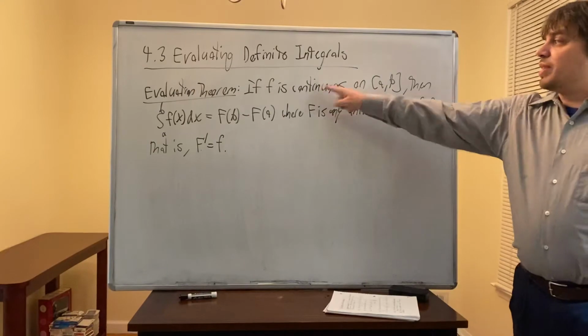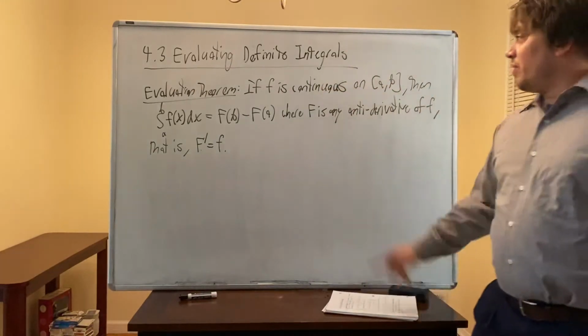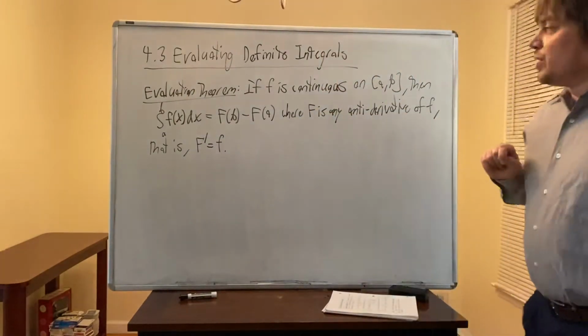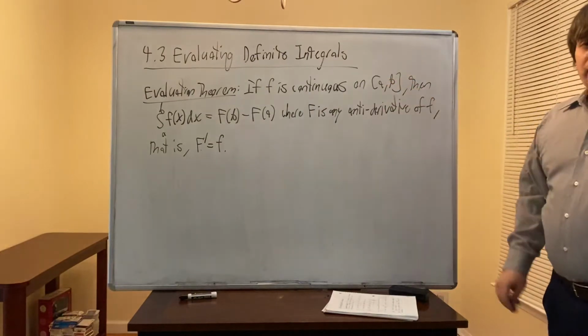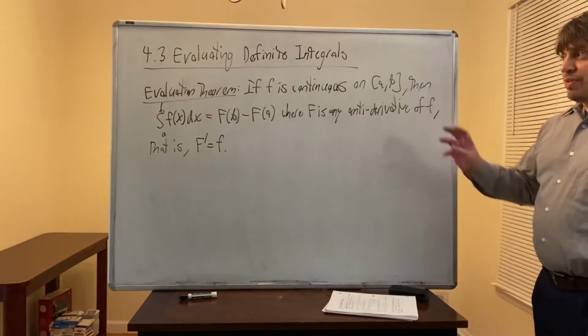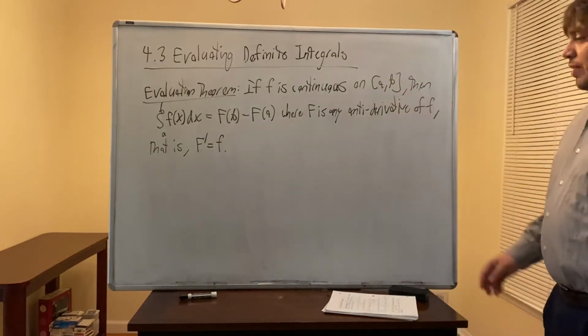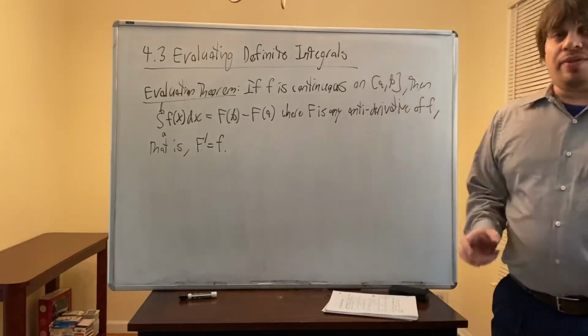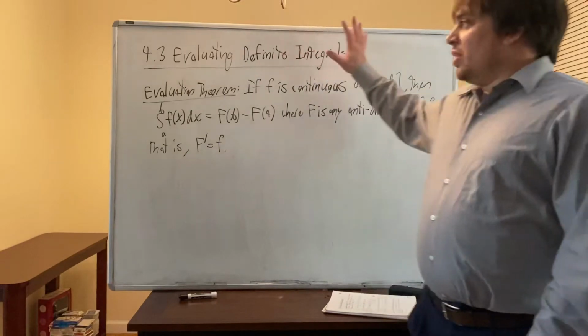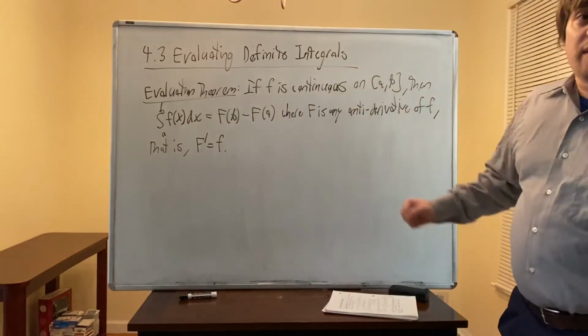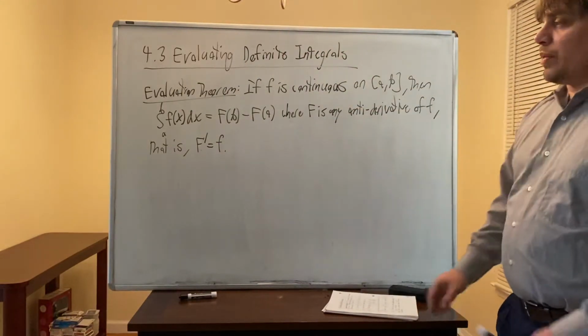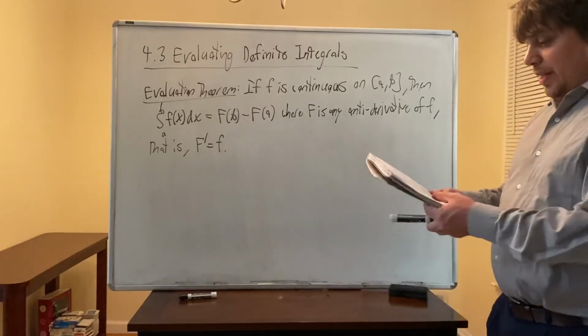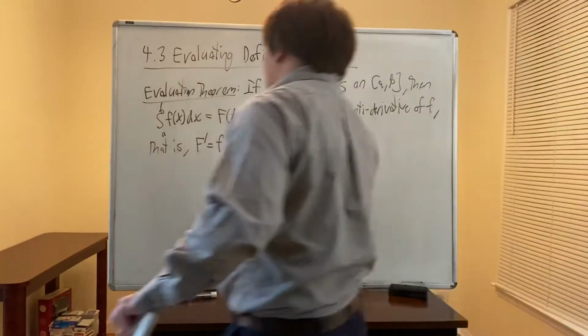But again, f has to be continuous on that finite closed interval a comma b. So you have to make sure you meet these conditions in order to apply the evaluation theorem. But if you do, then you get that result. And so this is a very fast way of computing a definite integral. You don't have to use a limit, like I did earlier taking the entire board of space. You can just use the evaluation theorem to do it. Okay? So let's look at an example.